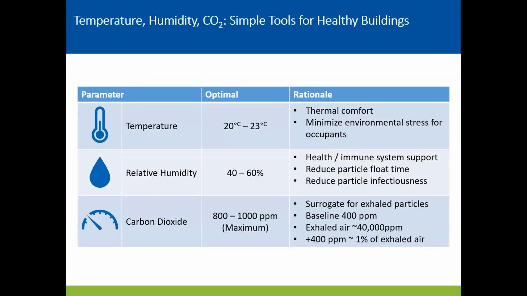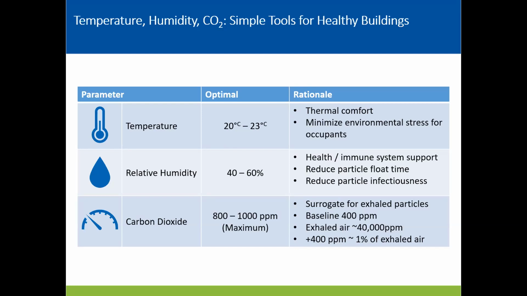Talking practically, how do we know that our indoor environments are healthy for us? And there's really kind of a trifecta of three important components that we want to look at when we're designing buildings and when we're operating buildings or even retrofitting buildings to be healthier. And that is the temperature, the relative humidity, and the carbon dioxide levels. Temperature, the optimal of 20 to 23 minimizes the thermal stress on the people in the building and promotes comfort and happier people in the space.